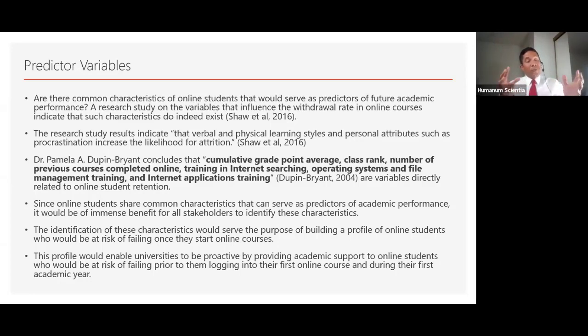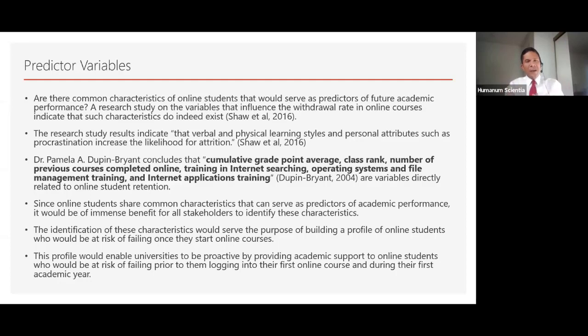Dr. Pamela Dupin Bryant in 2004 used multiple regression analysis to identify 5 variables that were predictors of academic success in an online environment. She found that GPA, class rank, number of previous courses completed in an online environment, training in internet searching, and how to use a computer were variables that were predictors of academic success in an online environment.